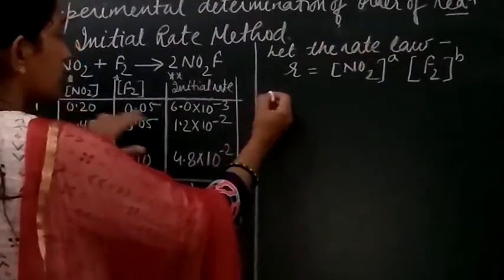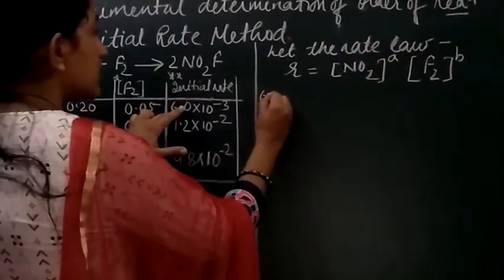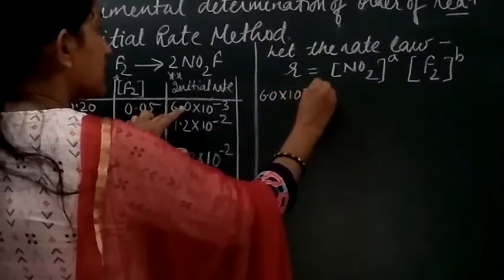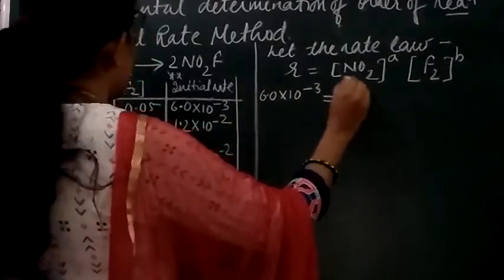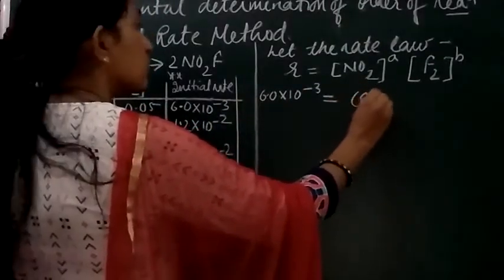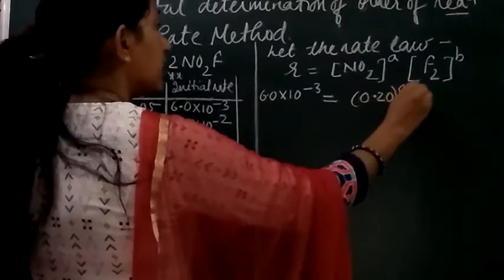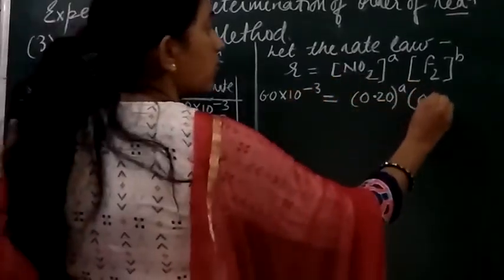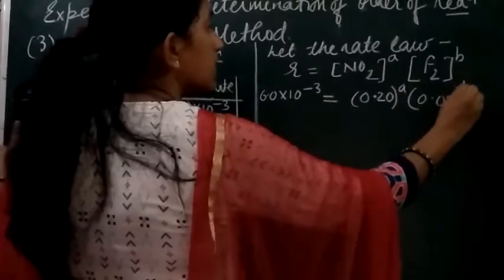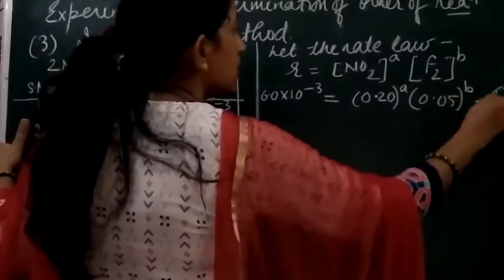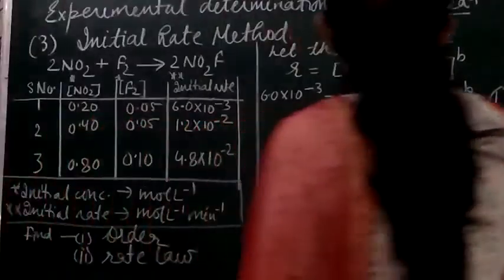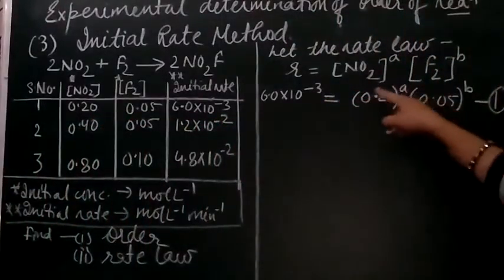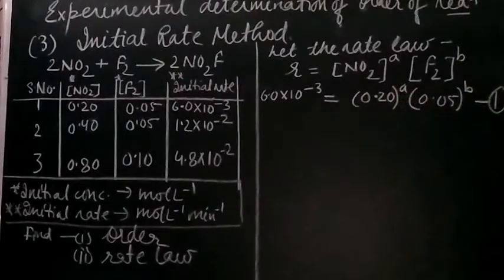So rate equals, what is the rate? It is 6.0 into 10 raised to power minus 3 equals k times 0.20 to the power A, times 0.05 to the power B. This is the first equation, right? In the same way, you can find out the second and the third.